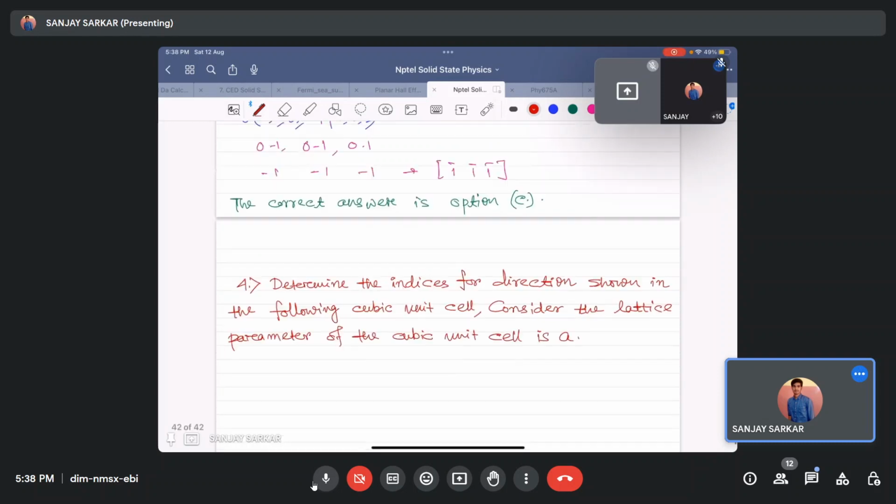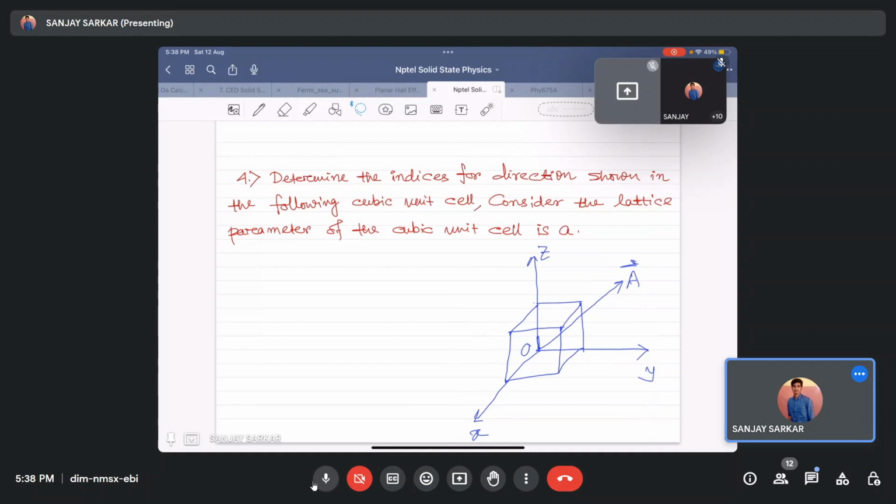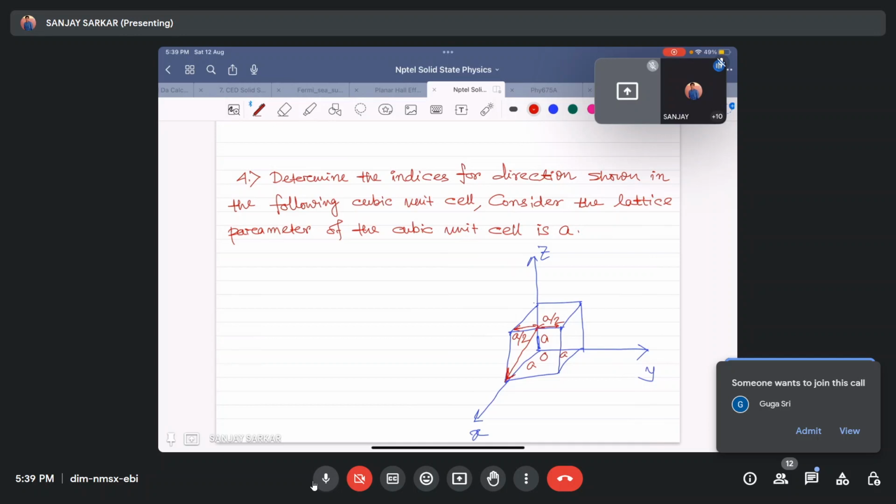So again I'll copy paste the diagram here, and the vector is along here to here. If I remove the O position also, it will be clear to see. So this direction is A by 2, from here to here it is A by 2, and this is also A by 2. So it cuts at half of this axis. All of them are A, and this is O. So find the directional indices of this given vector.